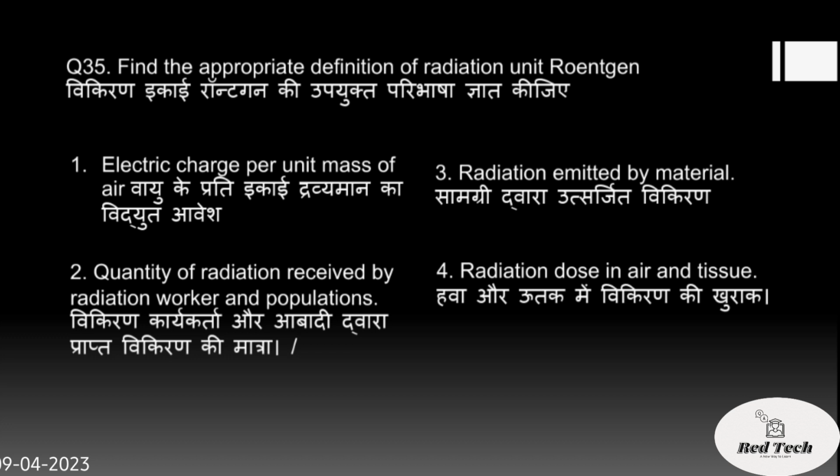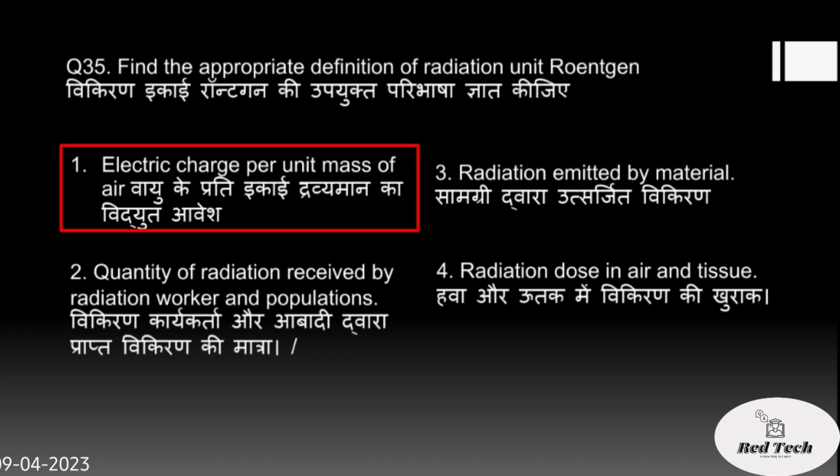So the right answer is basically option number 1, which is electric charge per unit mass of air. Electric charge per unit mass of air is called Röntgen. You can see all the radiation units in a single video I discussed in the first year model test paper. Please go to that playlist and watch the video. You can check out the whole papers I have discussed in detail also.